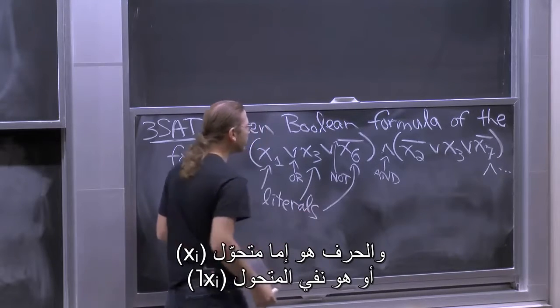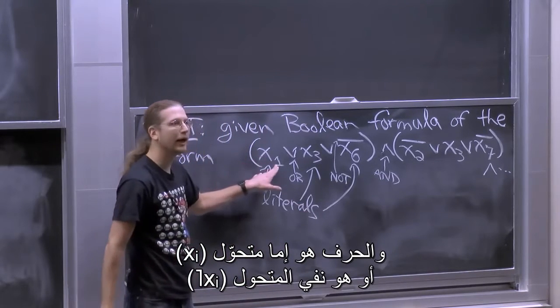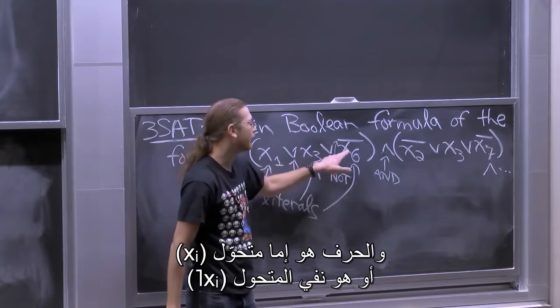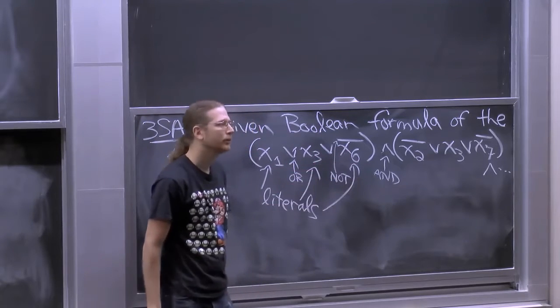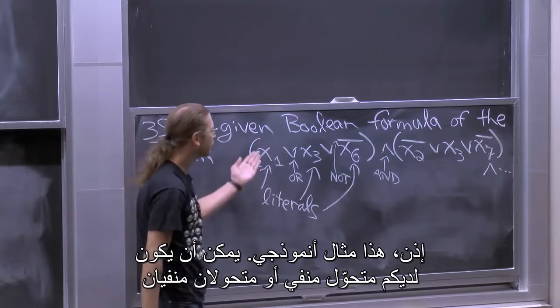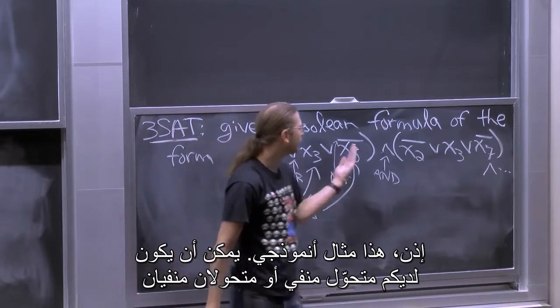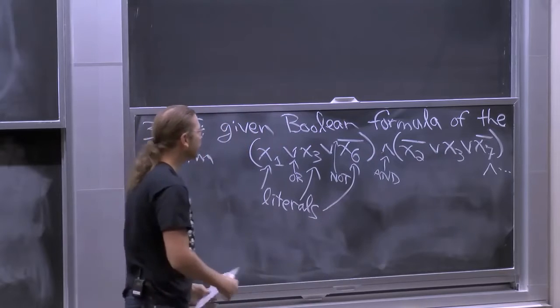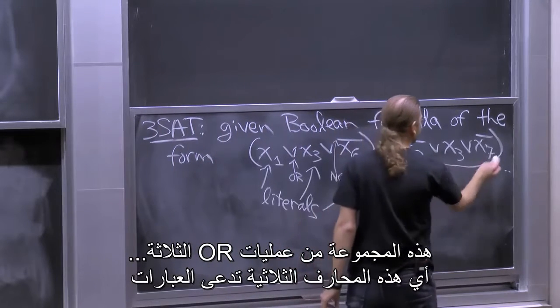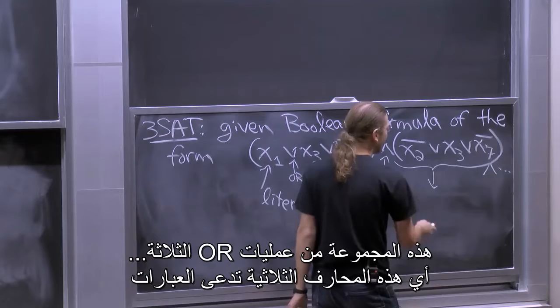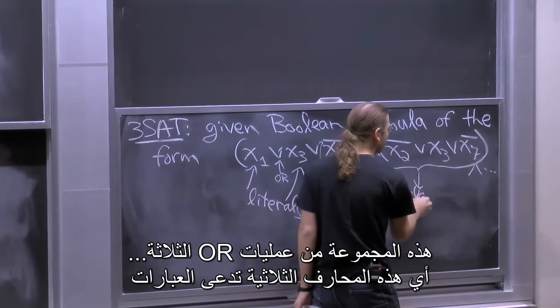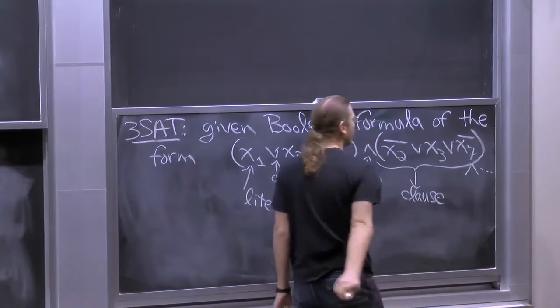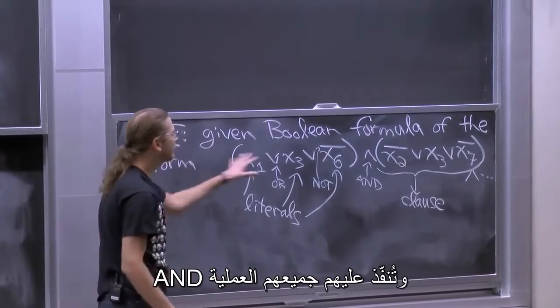And a literal is either a variable x sub i, or it's the negation of a variable, not x sub i. Okay, so this is a typical example. You could have no negations, here I have 1 negation, 2 negations, any number of negations per clause. These groups of 3, these or of 3 things, 3 literals, are called clauses. And they're all anded together.